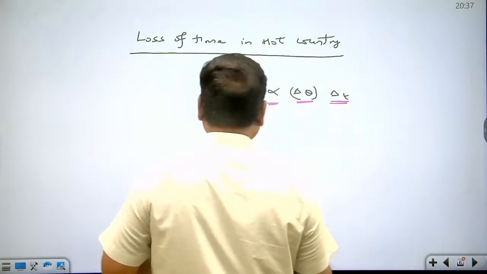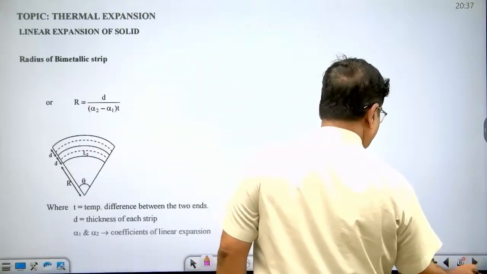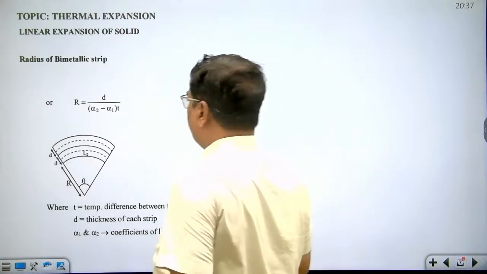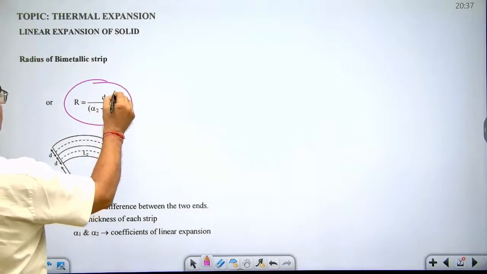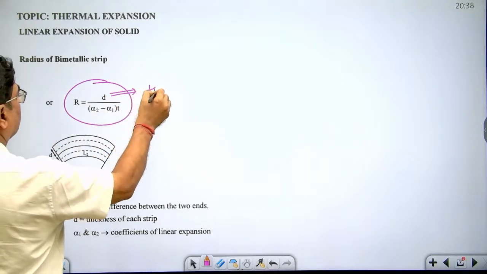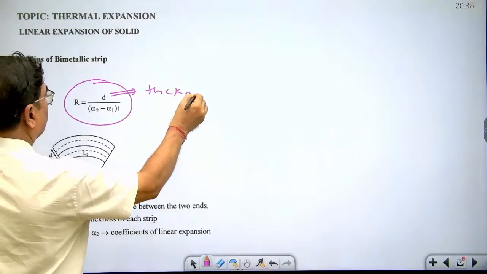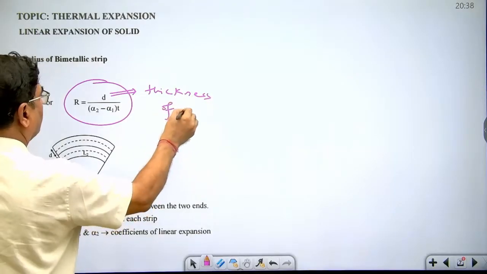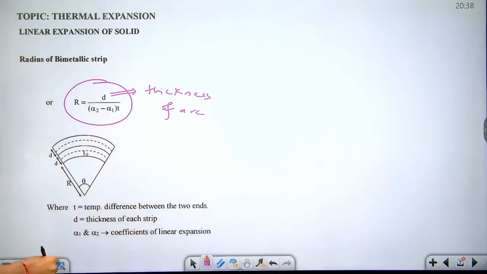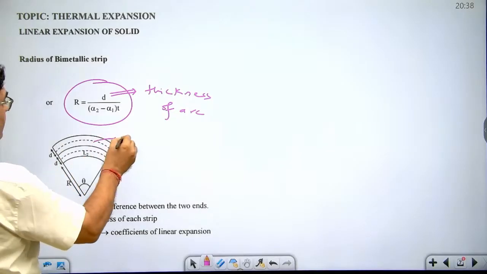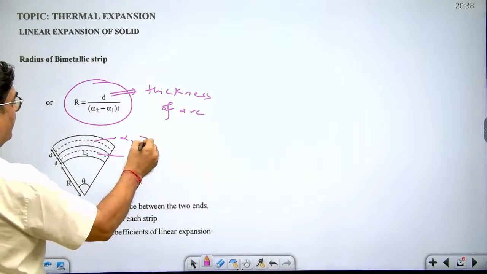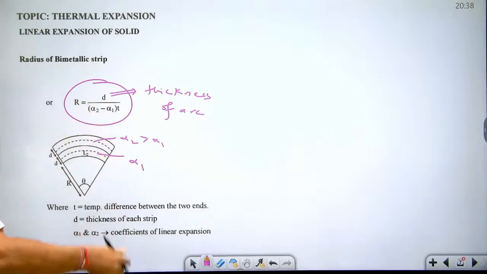And in the case of a bimetallic strip, if you want the radius of the arc, we calculate it using this formula, where D is the thickness. Alpha 2 and alpha 1 are the linear temperature coefficients. The arc will bulge where alpha is more. This is alpha 2 and this is alpha 1. When alpha 2 is more than alpha 1, it will bulge outside.